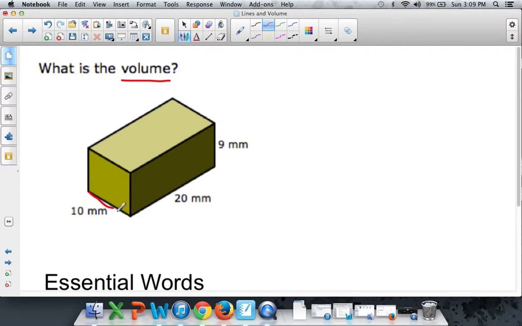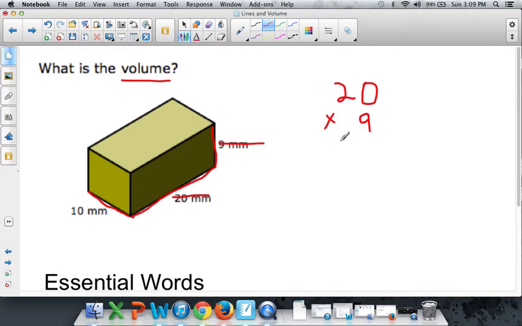I see a 10. I see a 20 going that way. And I see a 9 going up. Gonna have to do some multiplication. I'm gonna do 20 times 9 first. That's just my choice. It doesn't matter what order you go in. That's your choice. But my choice is to do 20 times 9. I want to get that over with.